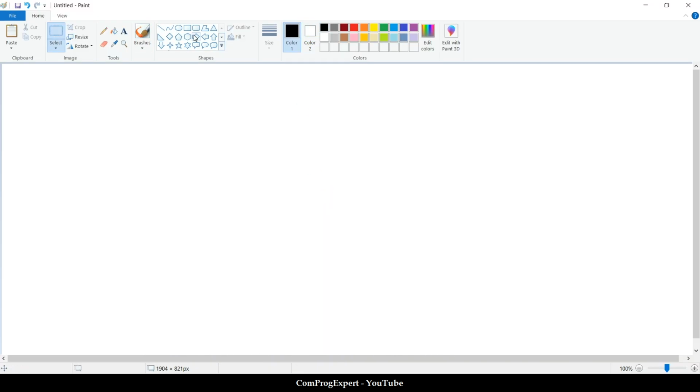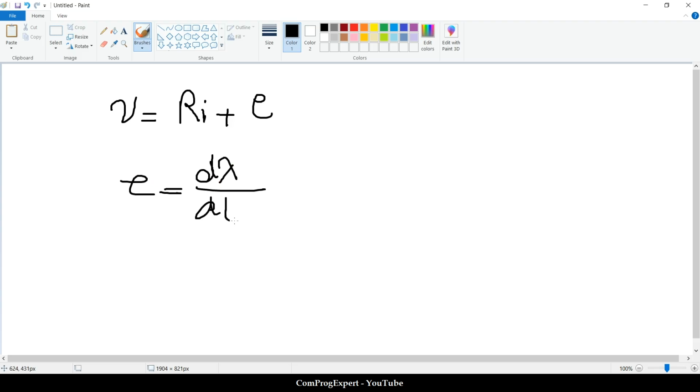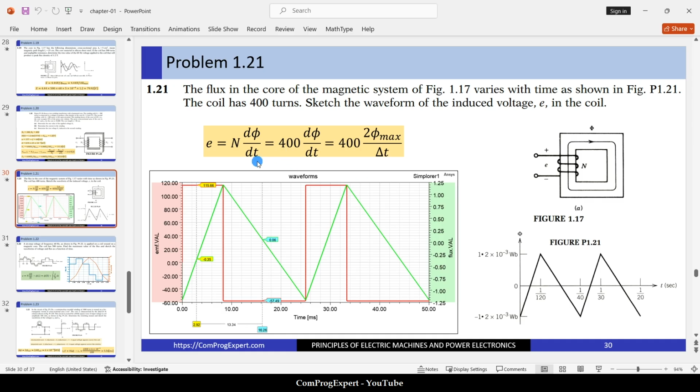Here we have this equation. V equal to Ri plus E. E is equal to d lambda dt. Lambda is equal to N times phi. So how can we calculate the derivative of this function? As you can see, the minimum and maximum values, the peak values, are the same. So we can write 2 times phi max divided by delta t.